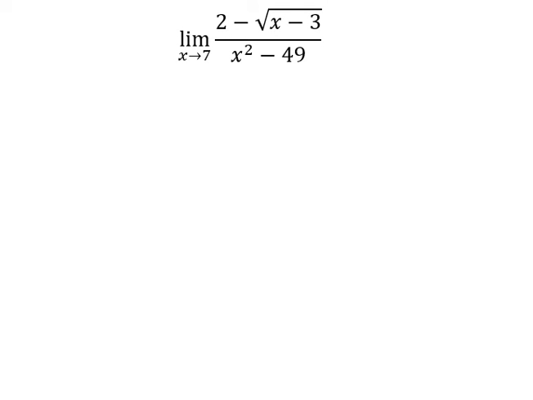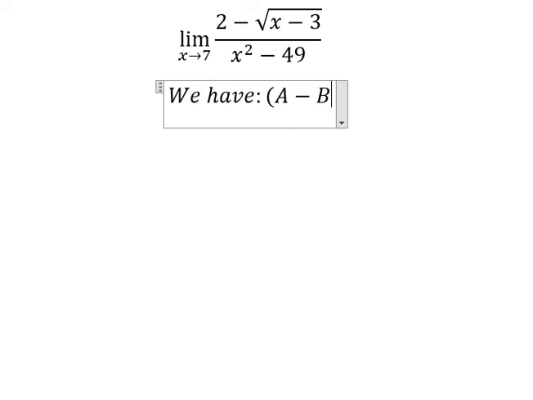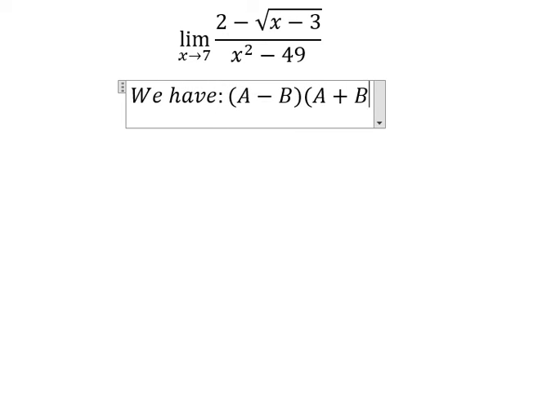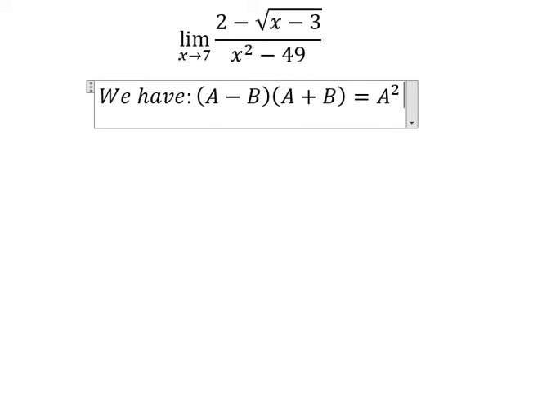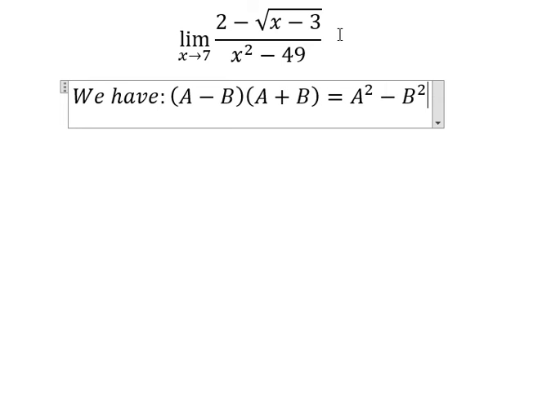The topic today is about limit. So now I want to show you how to answer. We have the formula in here. That is about (a − b) multiplied by (a + b) equals a² − b².